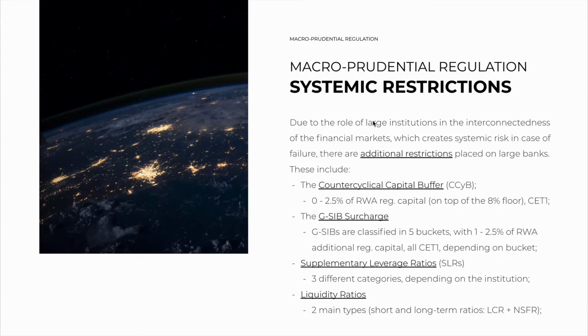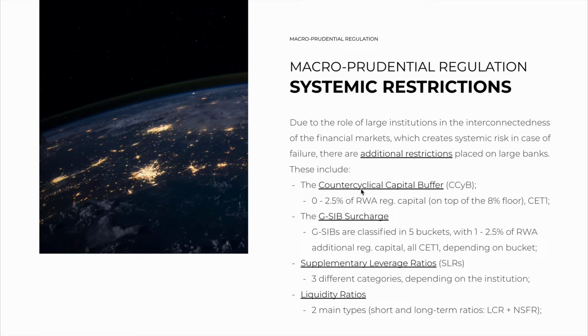Due to the role of large institutions in the interconnectedness of the financial markets, which creates a high degree of systemic risk in case of failure if they implode, there are additional restrictions placed on larger institutions. The rationale here is that if one of these institutions goes bankrupt, the consequences are a lot more severe than for small banks. So there must also be stricter criteria to keep them safe. These restrictions include two types of regulatory capital restrictions: leverage ratios and liquidity ratios.